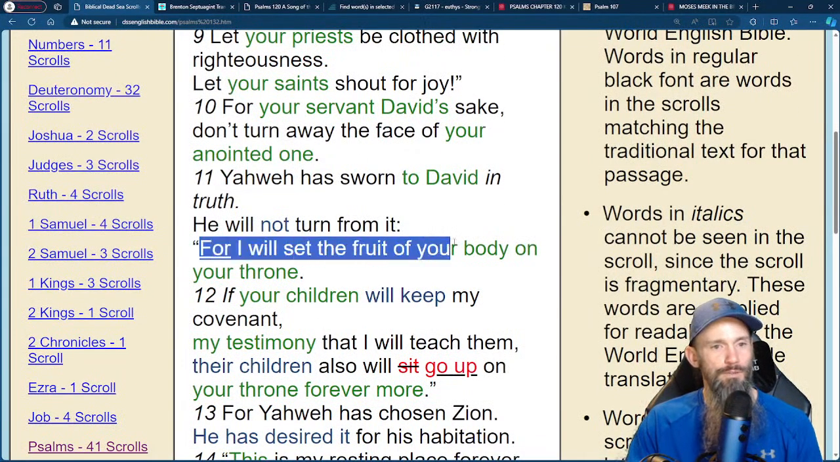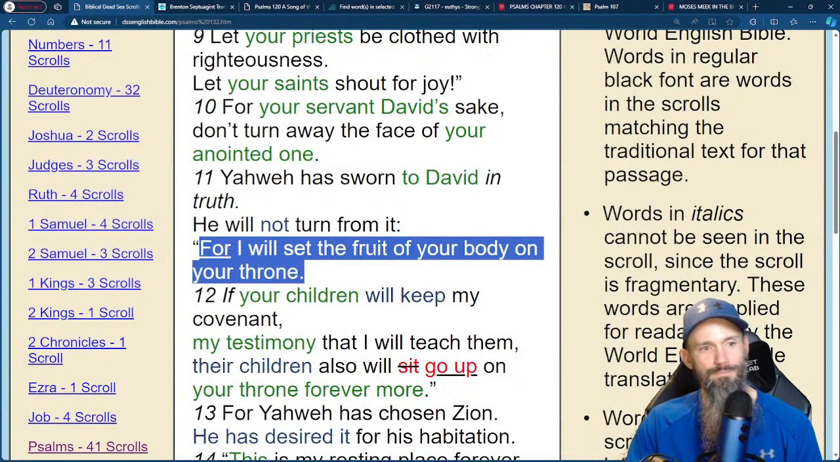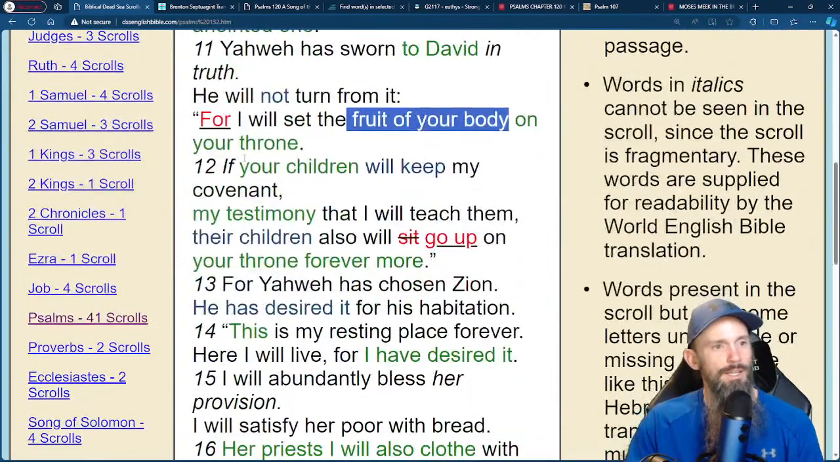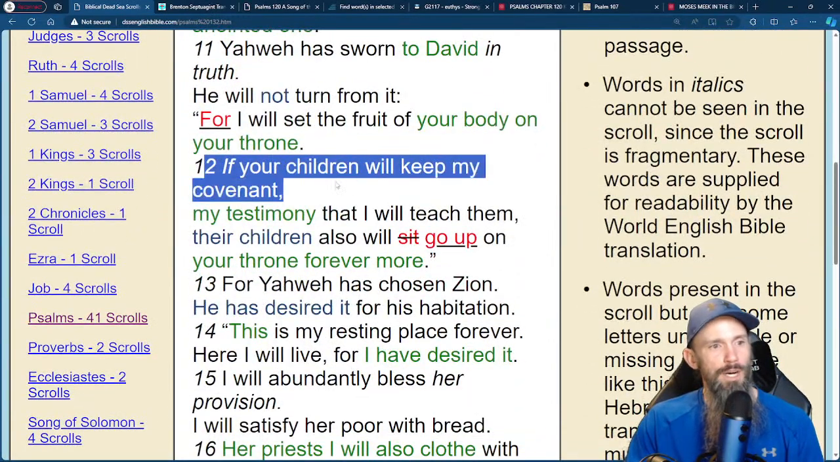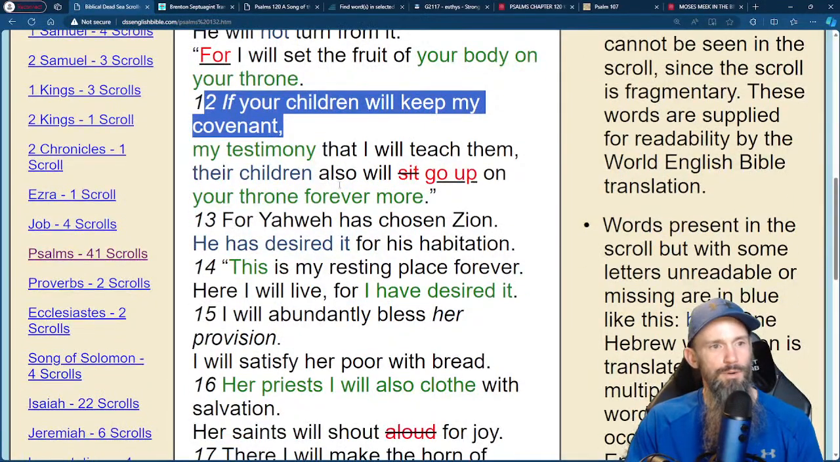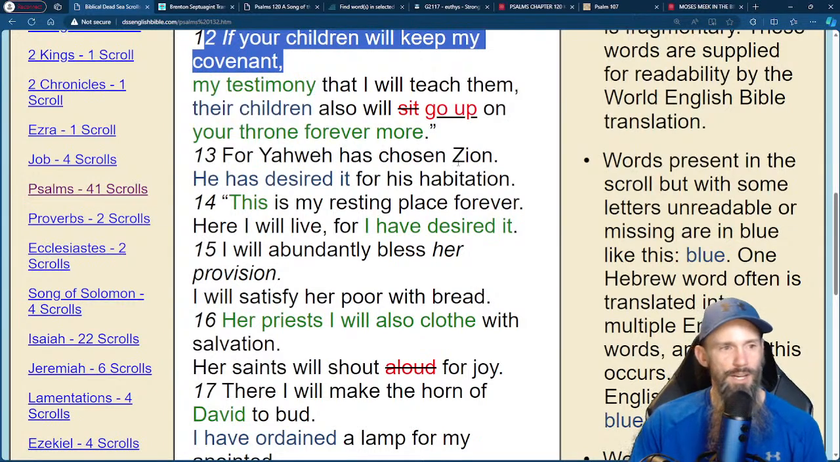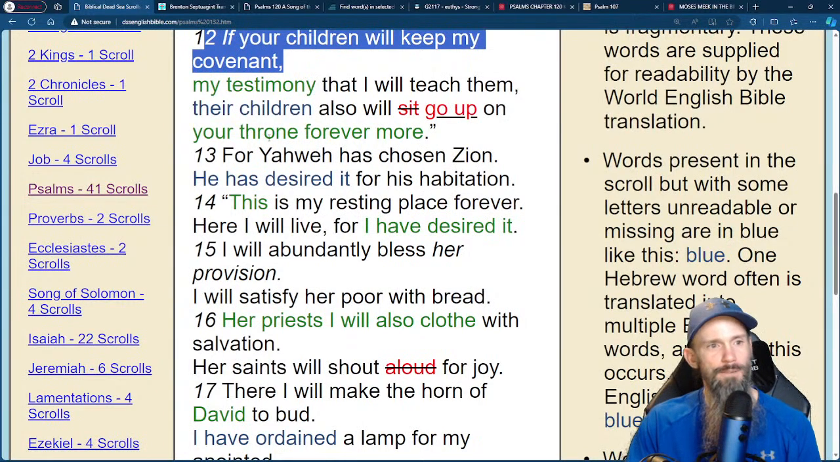For I will set the fruit of your body on your throne. What's the fruit of your body? That's your offspring. If your children will keep my covenant, my testimony that I will teach them, their children also will go up on your throne forevermore. For Yahuwah has chosen Zion. He has desired it for his habitation.